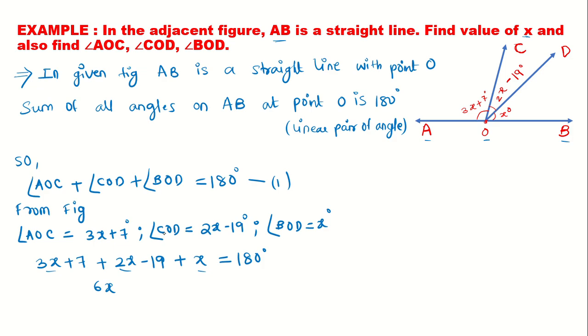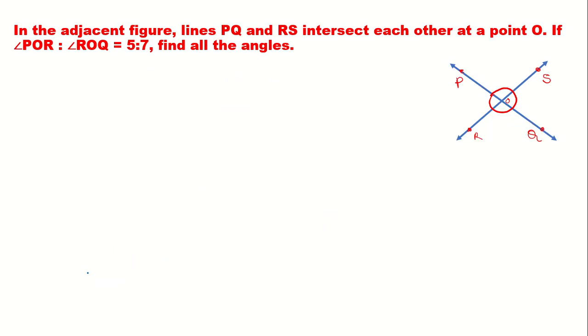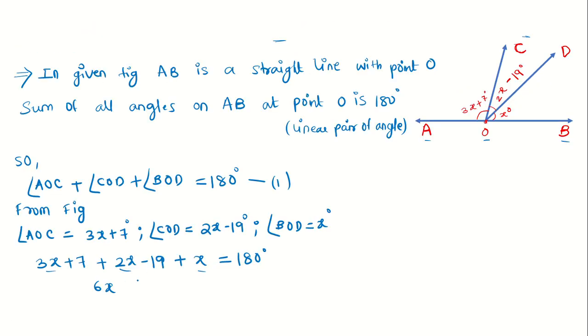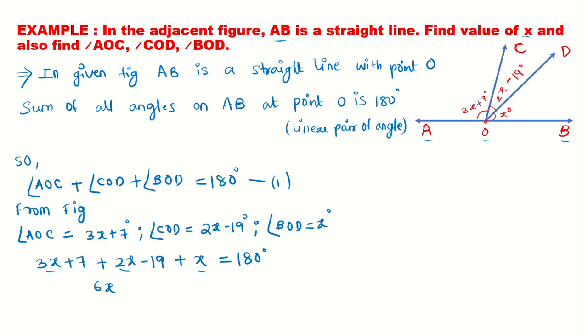3x plus 2x plus x is 6x, and 7 minus 19 is minus 12, equals 180 degrees. Now 6x minus 12 equals 180. Take this minus 12 to your right side.